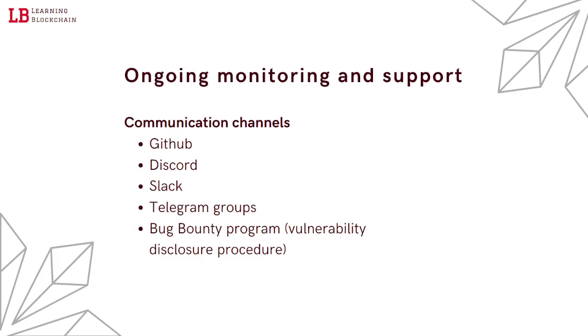Regarding support for a blockchain project, the communication channels used are usually GitHub, where the source code of the project sits, and we can follow all the updates and releases. Discord, Slack, and Telegram are used for communication within the team and the community, and a bug bounty program or a vulnerability disclosure procedure is usually set in different websites or in the repository itself.